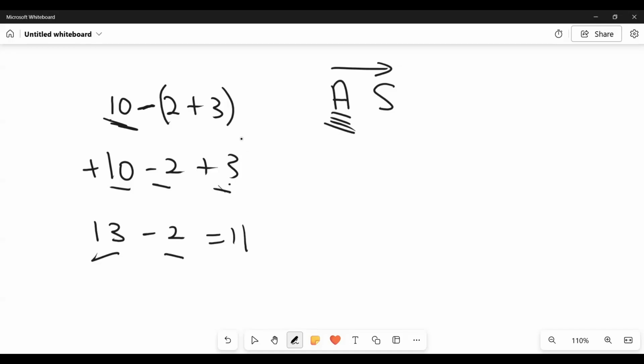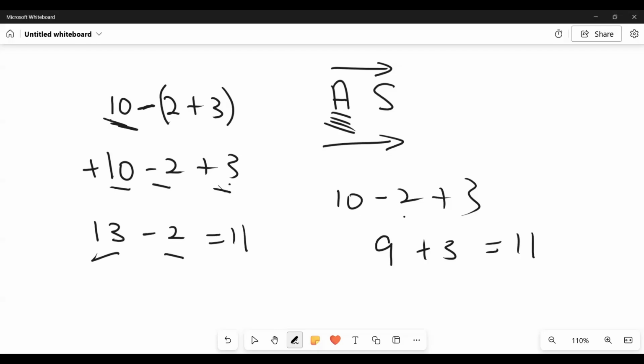Alternatively, as I said, you can do it in the order in which it appears. So you just go 10 minus 2 is 8, 8 plus 3, 11. You see? So if you're adding, you have to add the positive numbers first, and then you subtract. Or you do it in the order in which it appears. Right?